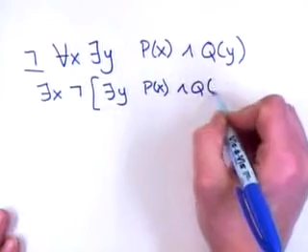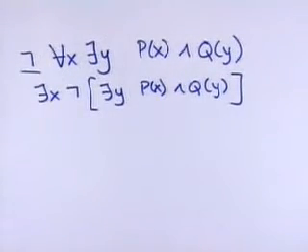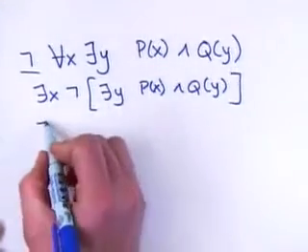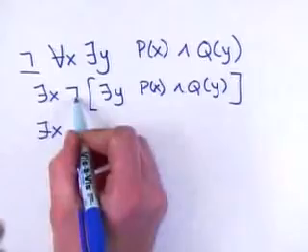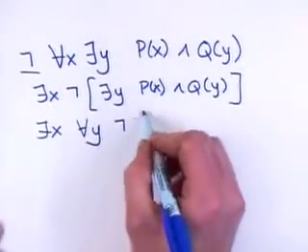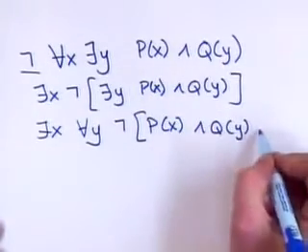So I'm going to do this one step at a time because then I won't make any mistakes. So then if I apply De Morgan's again, I get there exists x, and this not applied to the there exists gets a for all y, and then I negate the contents, which is p of x and q of y.